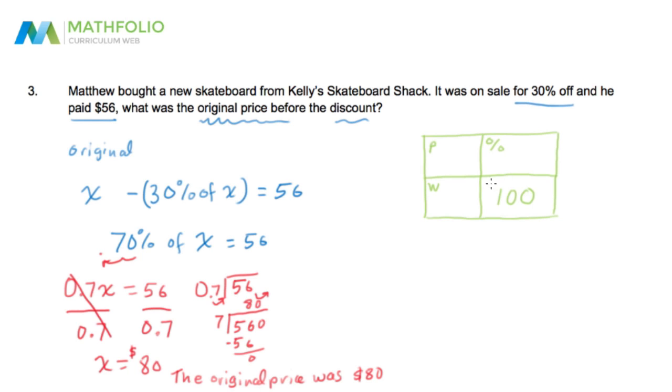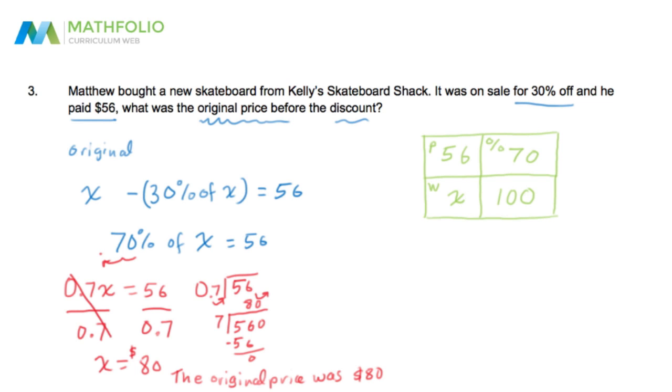And so let's start to plug in the part that we're looking for. Are we looking for the part, or are we looking for the whole? Well, we're actually looking for the whole price, right? So the whole would go in here. Let me stick with the green. So the whole price is X. He paid a part of that, which was $56. The percent that he paid, well, remember, if he took 30% off, it means that he paid for 70%. So it's 70.